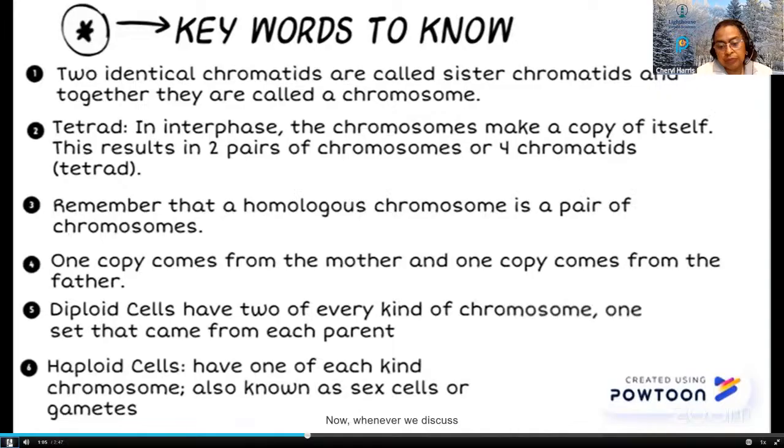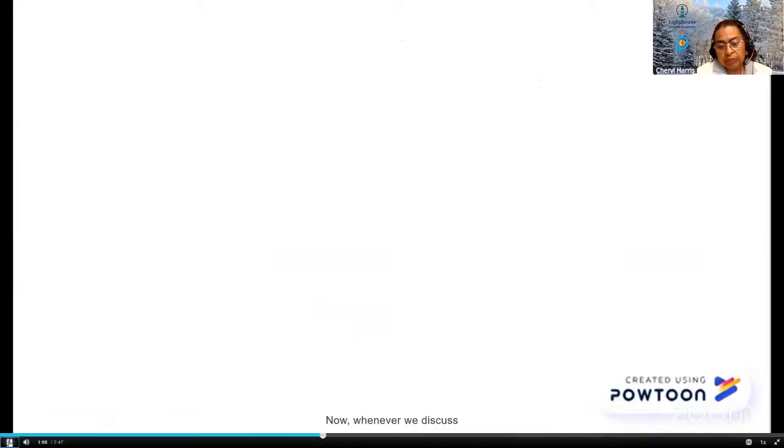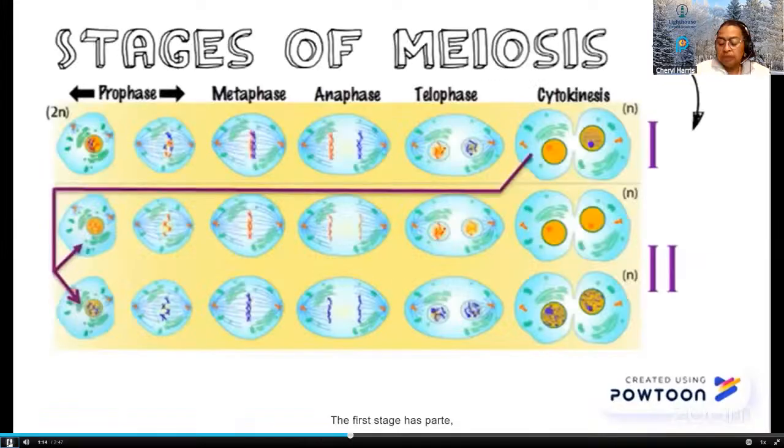Remember, we discussed that meiosis happens twice. There's 2 stages. The first stage has prophase, metaphase, anaphase, telophase, and cytokinesis. The second phase is very similar. Again, we will discuss this in greater detail later.